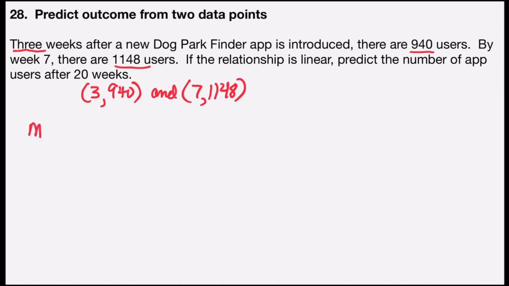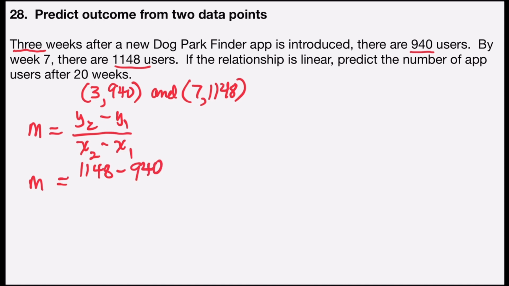Now I'm going to go through the same process. First, I'm going to find my slope. Second y minus first y divided by second x minus first x. So my slope would be 1,148 minus 940 over 7 minus 3. When I subtract the top, 1148 minus 940 is 208, and 7 minus 3 is 4. When I divide those, I find out my slope is 52.